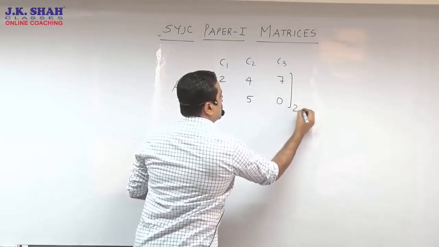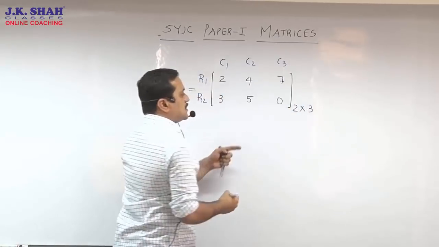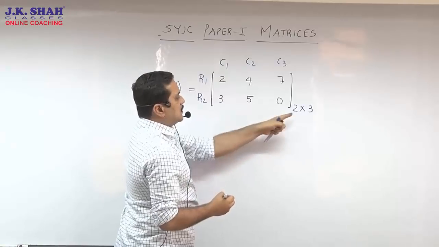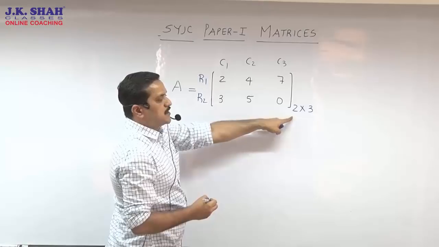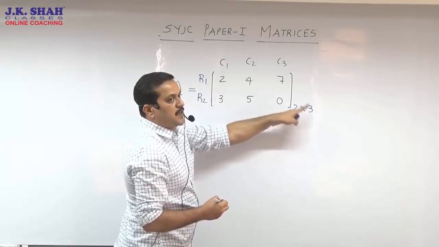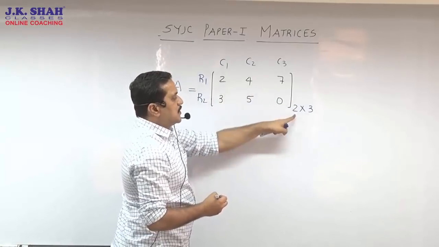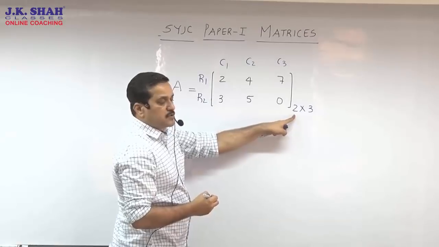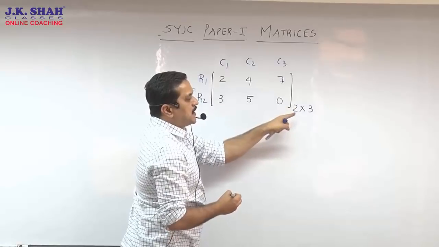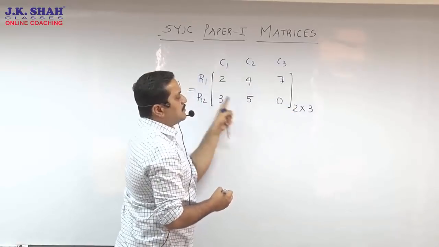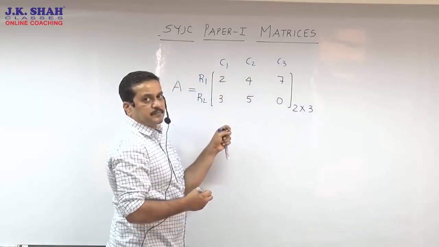Over here I happen to write 2 into 3. That's nothing but the size of the matrix. The first number indicates the number of rows. As we have 2 rows, I wrote 2 over there. And the second number indicates the number of columns. If you multiply them, the answer is 6, that many elements in the matrix.